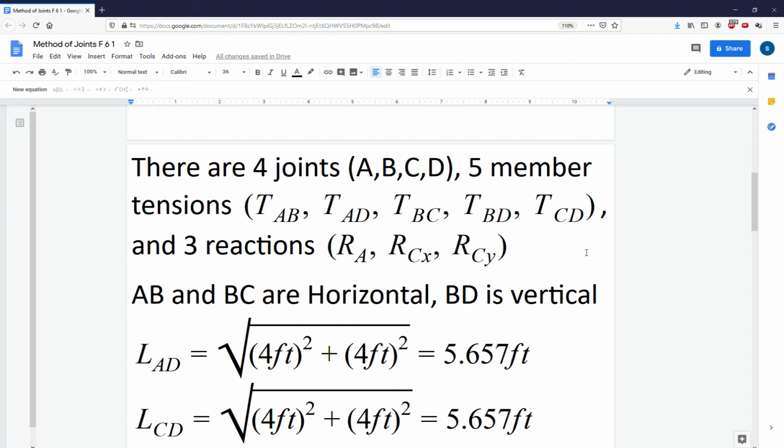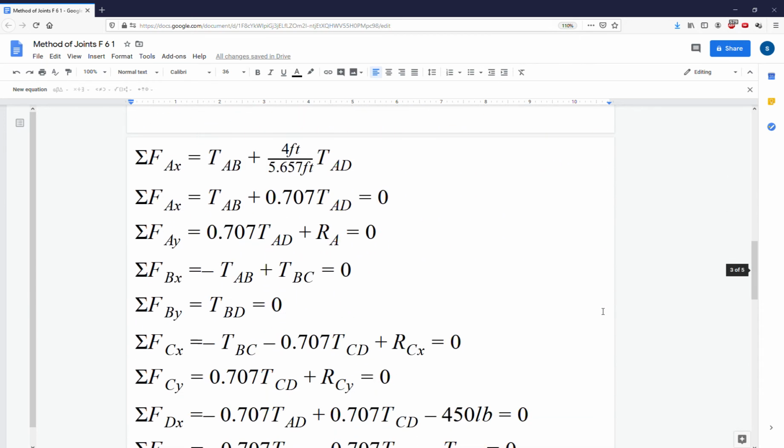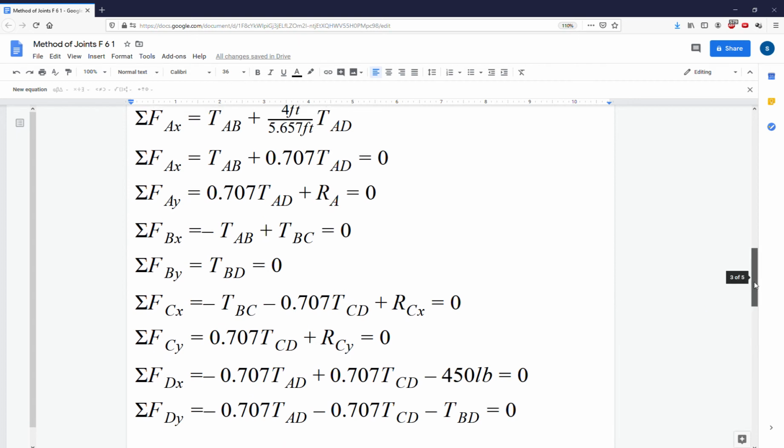From the diagram, AD goes 4 feet in the X direction and 4 feet in the Y direction. Using the Pythagorean theorem, the length of AD is equal to the square root of 4 feet squared plus 4 feet squared, which is equal to 5.657 feet. Member CD has the same dimensions, so it will have the same length. Next, we will want to find the sum of forces equations for each joint.